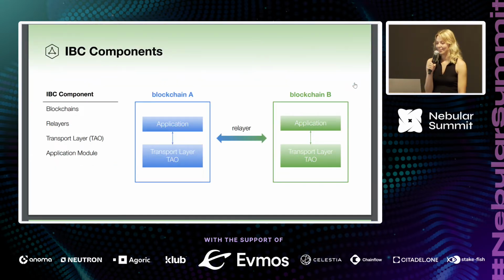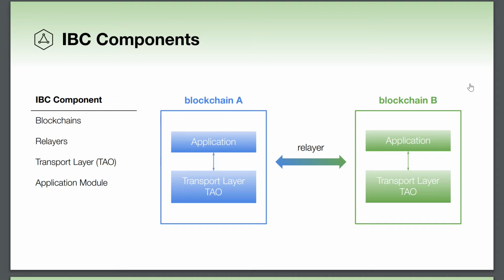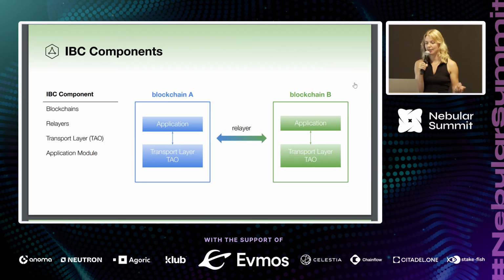So then if we look in a bit more detail into each of these components, here is a high-level depiction of how IBC works. You have two blockchains, blockchain A and blockchain B, that are trying to communicate with each other. They have an application module, and this interfaces with the transport layer. And the relayers are responsible for ferrying messages between blockchain A and blockchain B. Important to note is that anyone can be a relayer. This is what makes IBC a permissionless protocol. In theory, you could relay your own messages between the two blockchains that you want to communicate between.